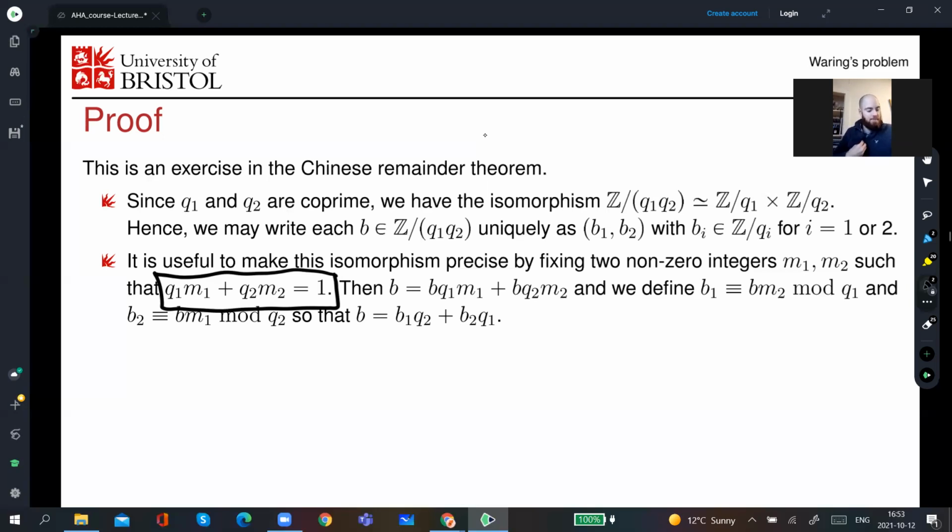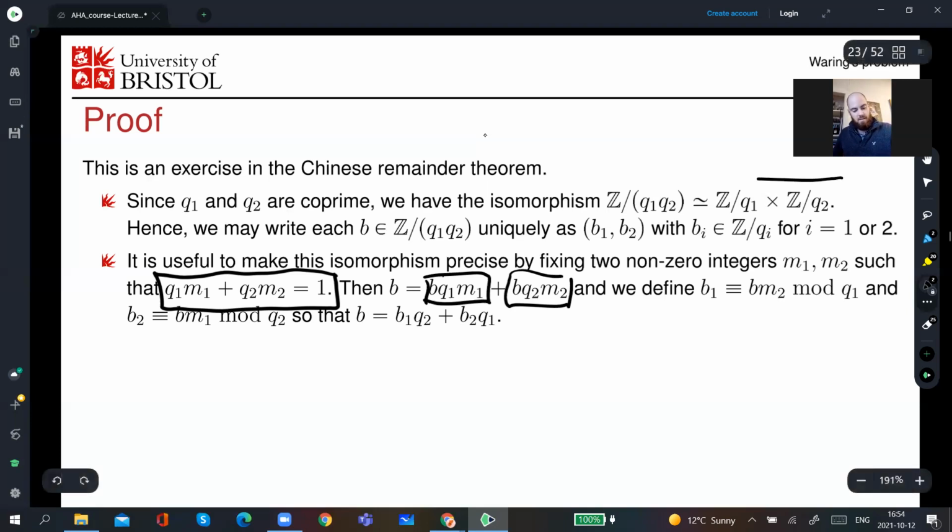Now that I've done that, I take B and I multiply it by 1, written this way, and that gives me two pieces of B when I distribute the sum. And that allows me to define a B1 and a B2 in Z mod Q1 and Z mod Q2 respectively as such. I take out the Q1 and Q2 part of it respectively. And when you do this, I can rewrite each B as B1 times Q2 plus B2 times Q1. And that gives me the isomorphism between these two rings.